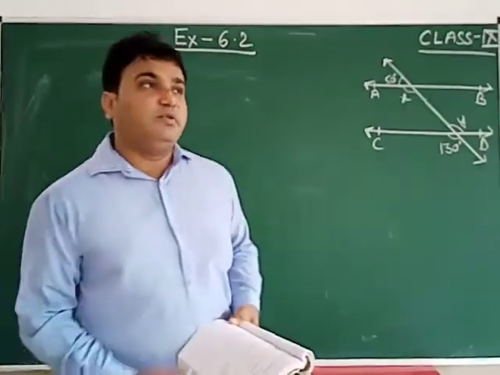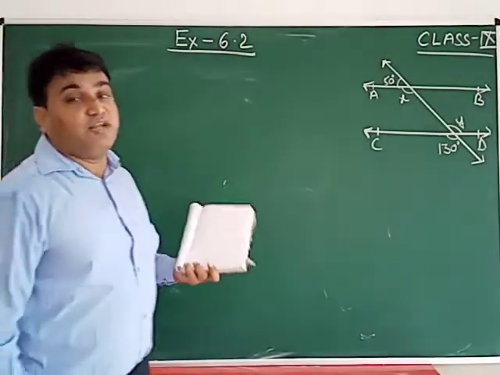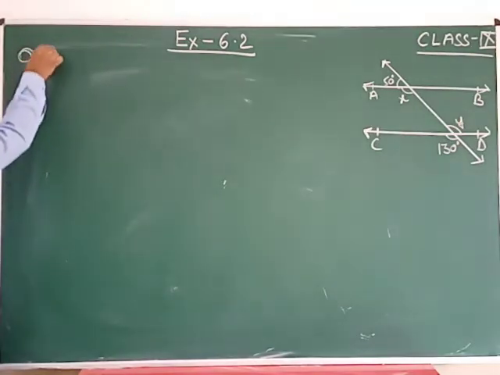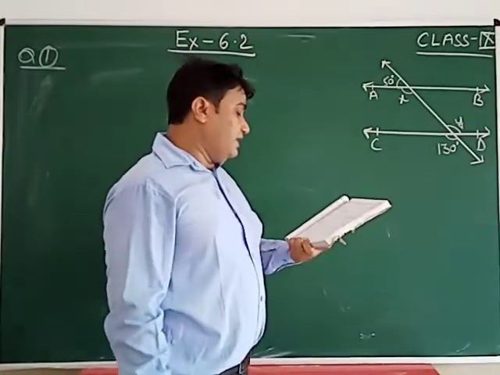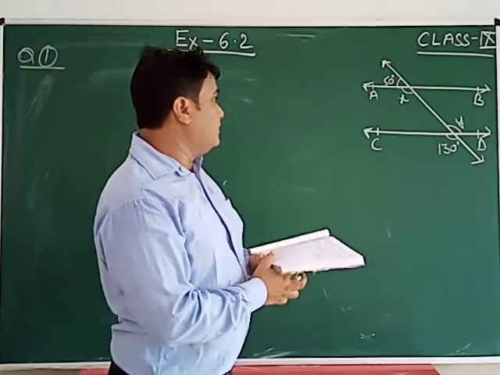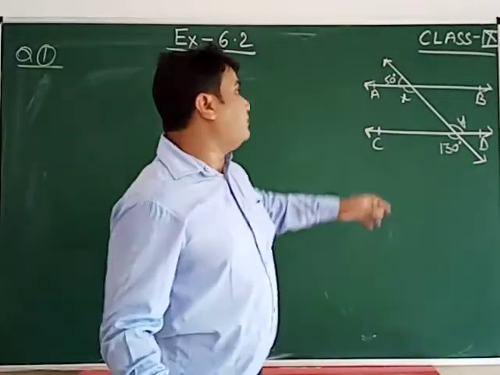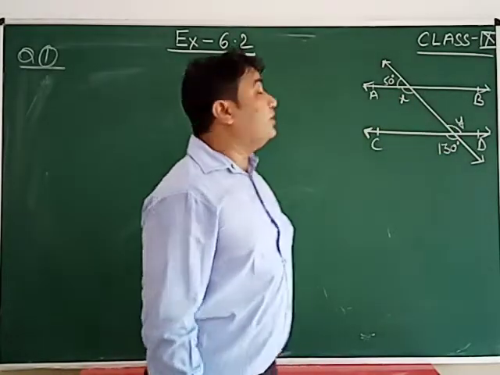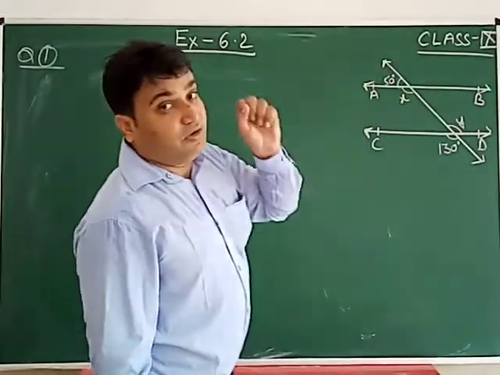Today I am going to explain exercise 6.2, question number 1 of class 9. Question 1 is: find the values of x and y and then show that AB is parallel to CD. First, in this figure you have to find the values of x and y, then you have to show that AB and CD are parallel. How will we solve?